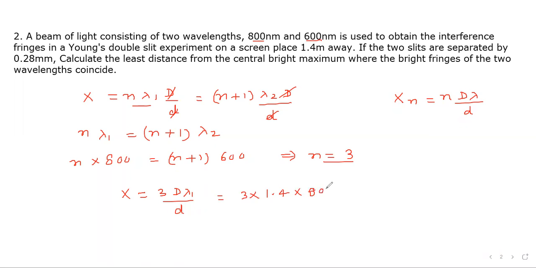nanometer. This time we have to convert it into meter, 10 to the power minus 9, divided by the separation between the slits, which is 0.28 millimeter, 0.28 into 10 to the power minus 3. So this will come out to be 12 into 10 to the power minus 3 meter, which is equal to 12 millimeter. So this is the answer. Let's go to next question.